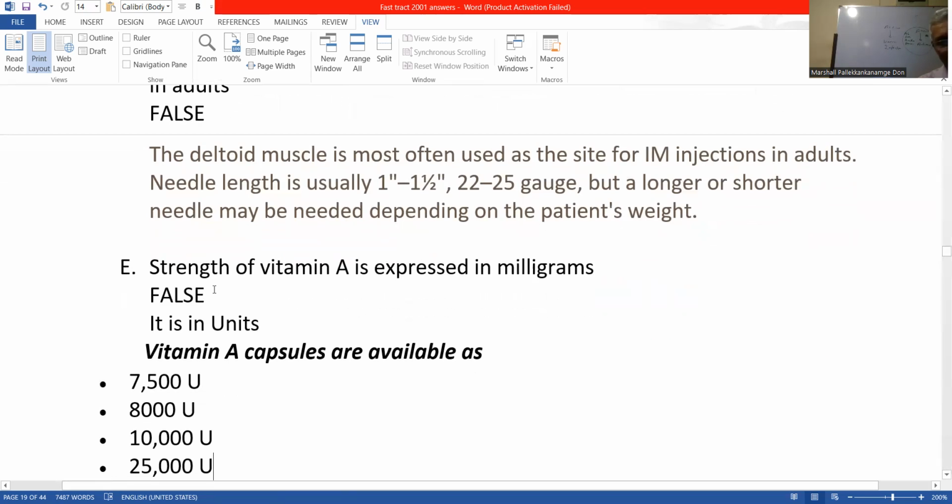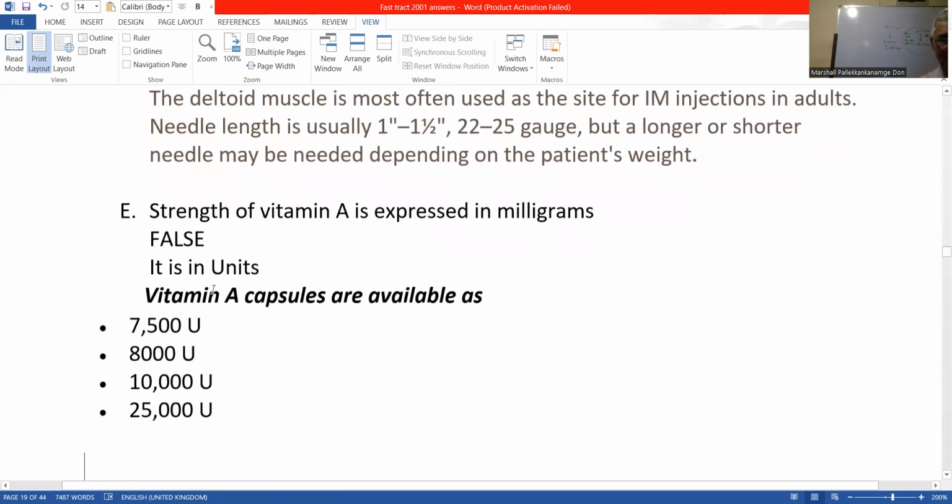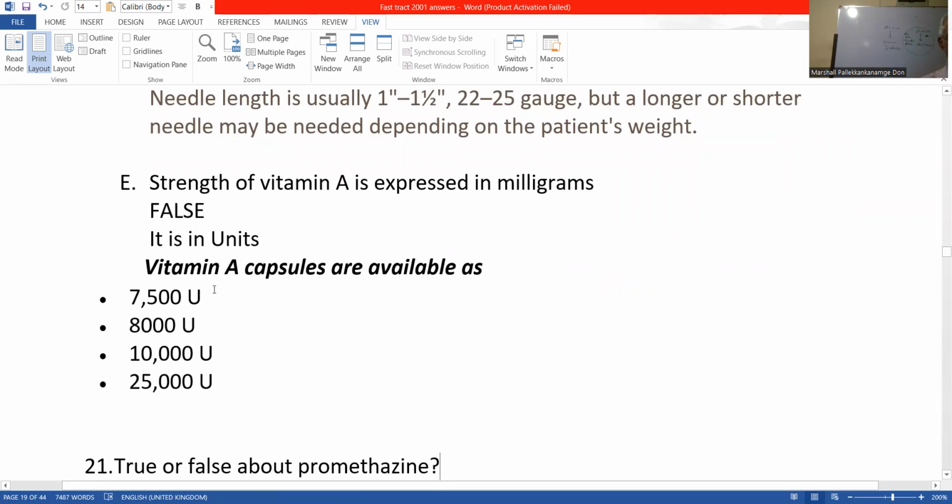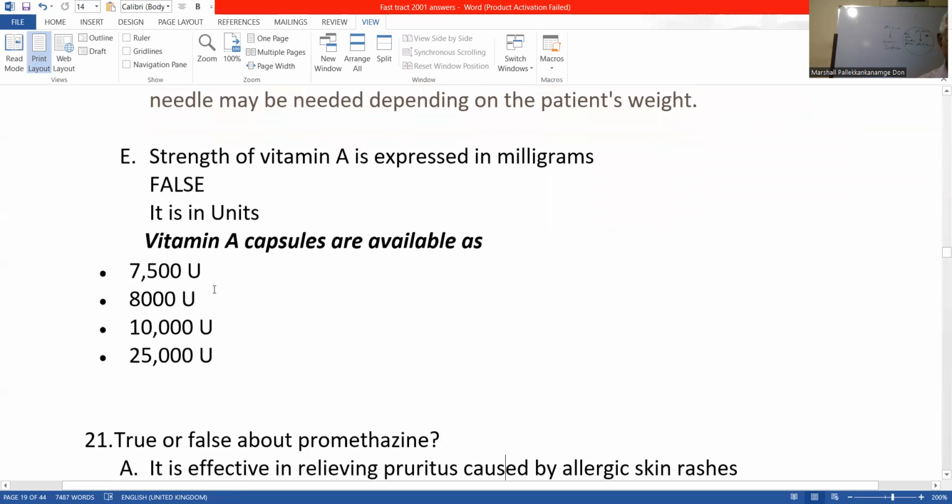Strength of vitamin A is expressed in milligrams. That is false. Vitamin A and also vitamin D are given in units.